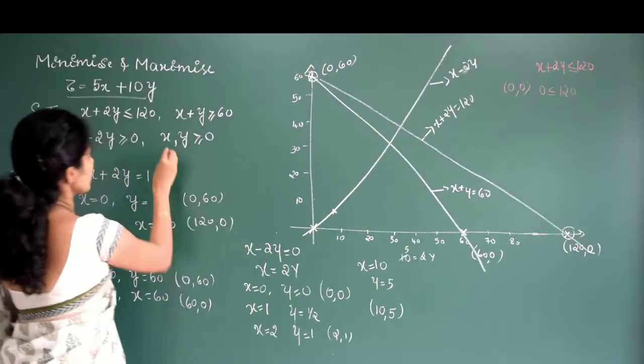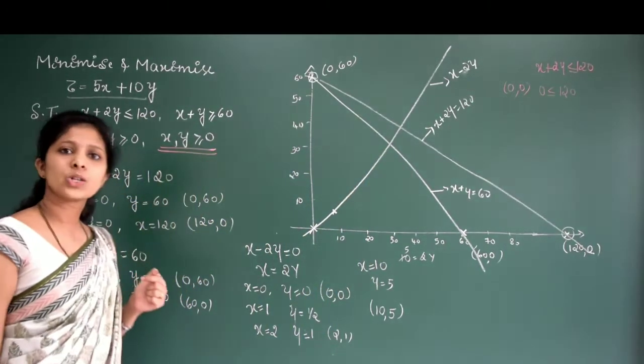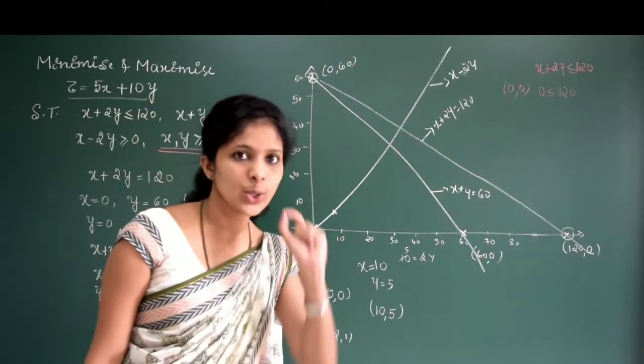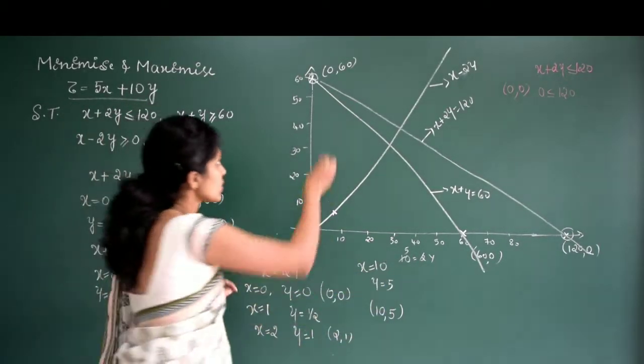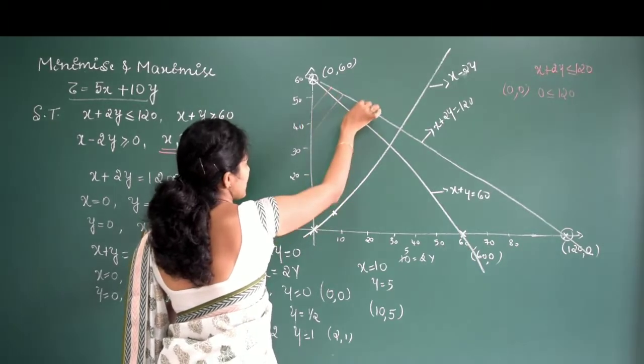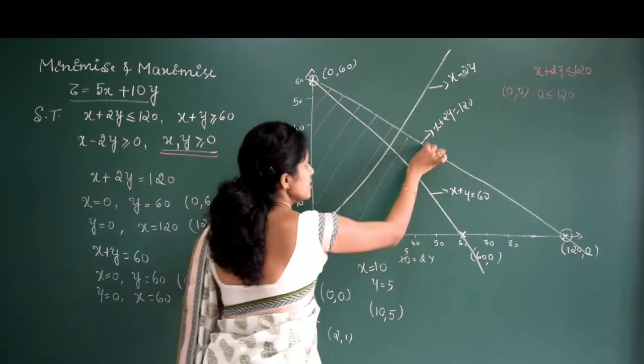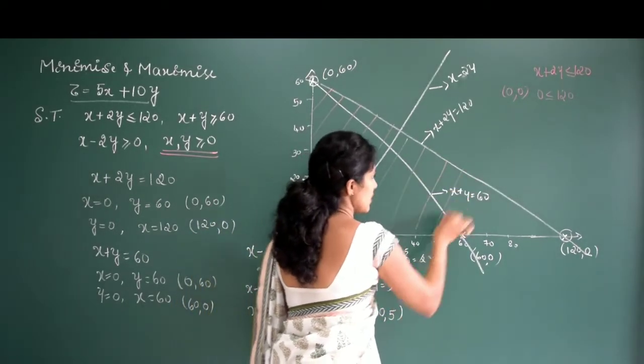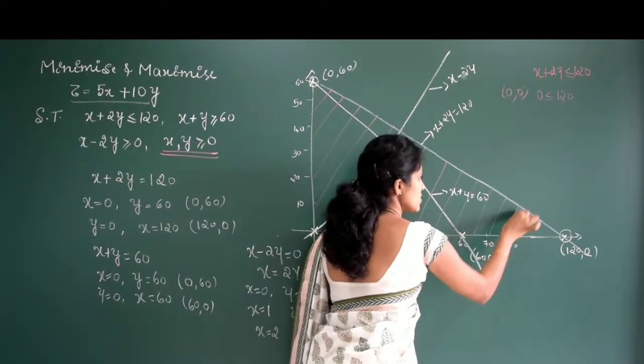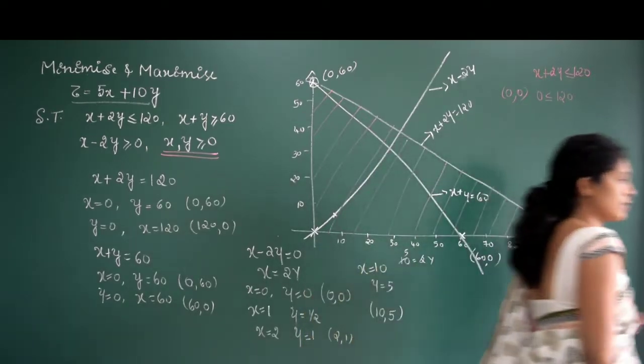And one more thing, the value of x and y both are greater than or equal to 0. That is in the first quadrant. So this will be the solution for the first one. Yes, till here, this is the solution for the first one. So we got the solution region for the first one.